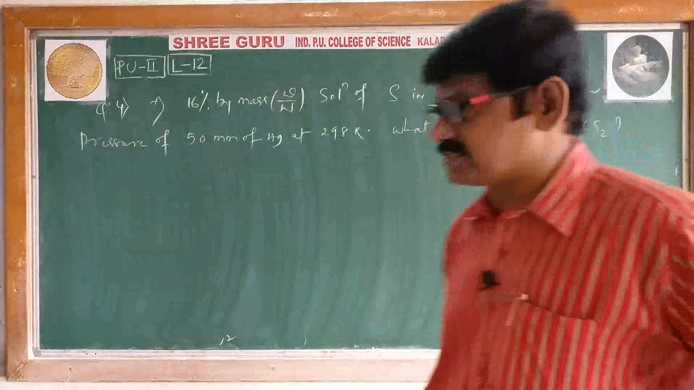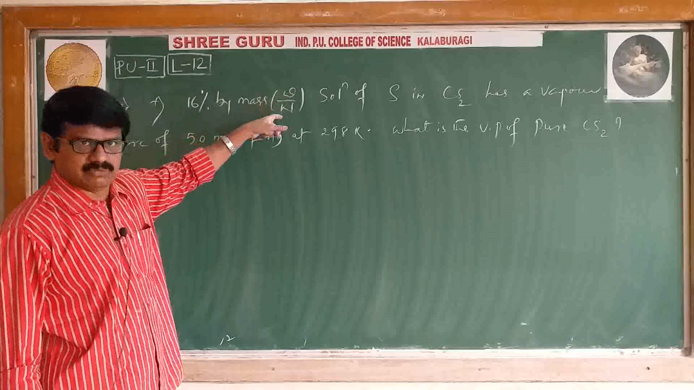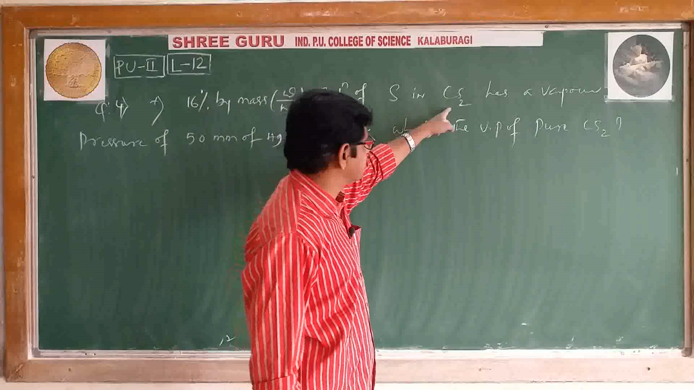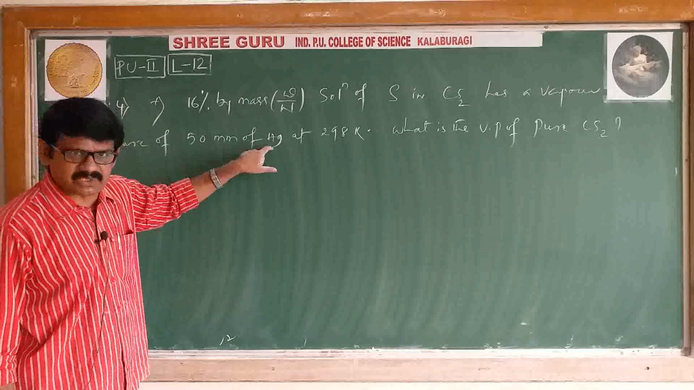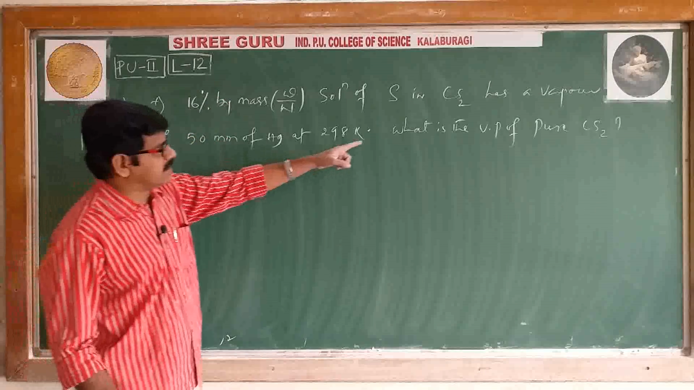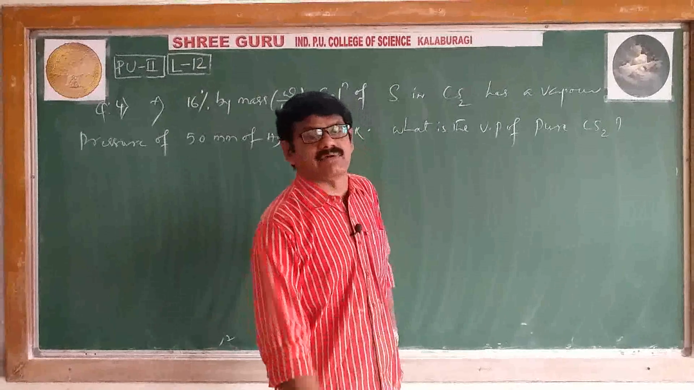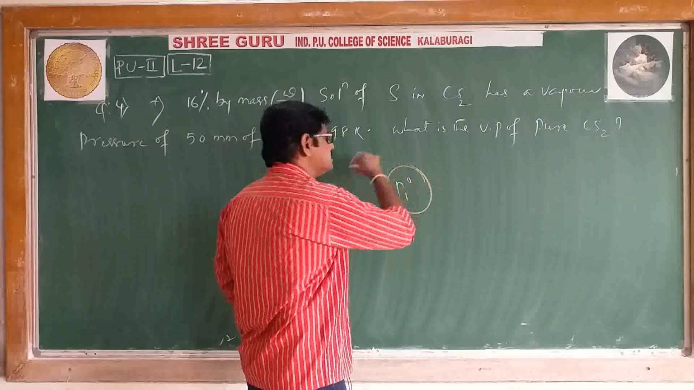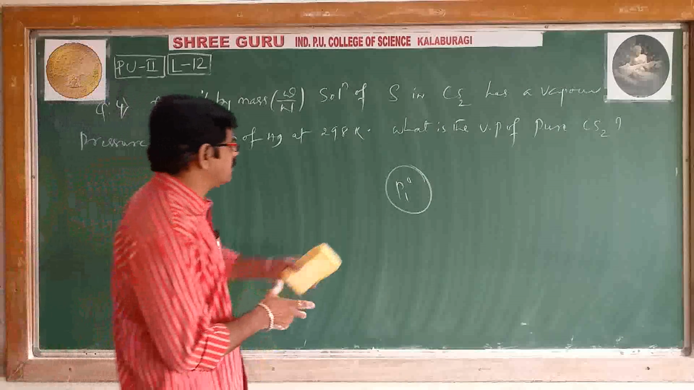Okay, the next question is like this. A 16% by mass, W by W, mass percentage, solution of sulfur in carbon disulfide has a vapor pressure of 50 millimeters of mercury. Means it is the solution vapor pressure. And what is the vapor pressure of pure CS2? Pure solvent vapor pressure he is asking, nothing but P1 naught. Right, how to solve this question?